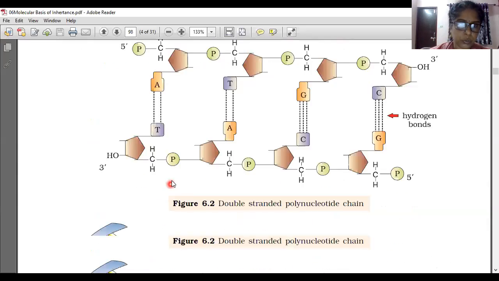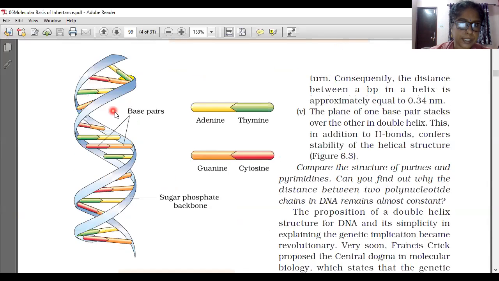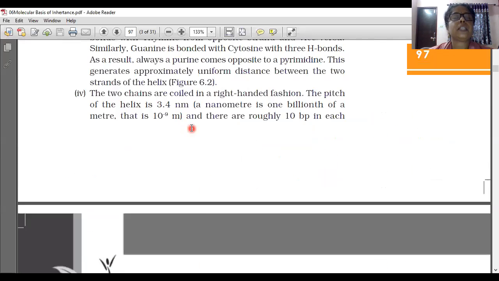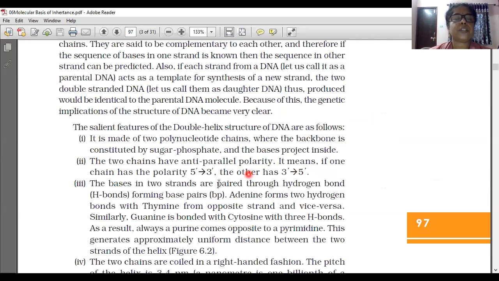I will show you that one chain is passing in such a way, see, coming from here to here, 5' to 3'. And the other chain is going from 3' to 5'. This is called anti-parallel. One is coming downwards like this, and the other is going upwards like this only. One is from 5' to 3', and the other is from 3' to 5'.